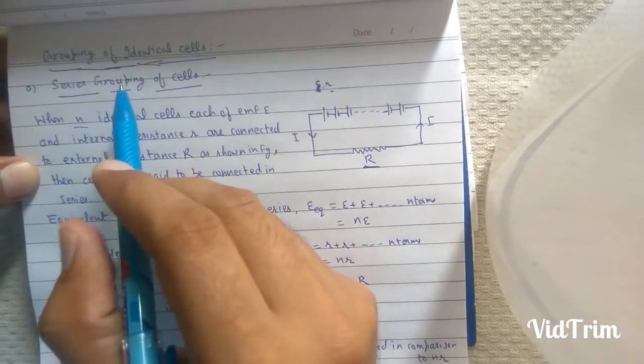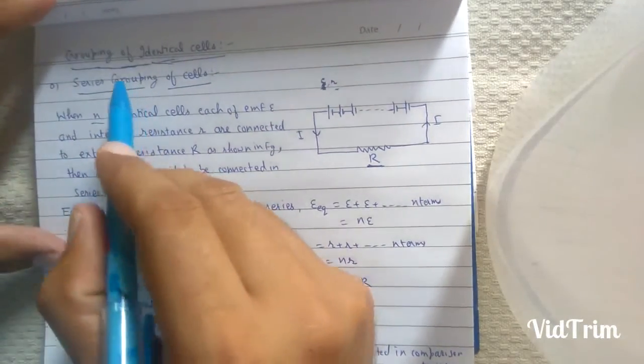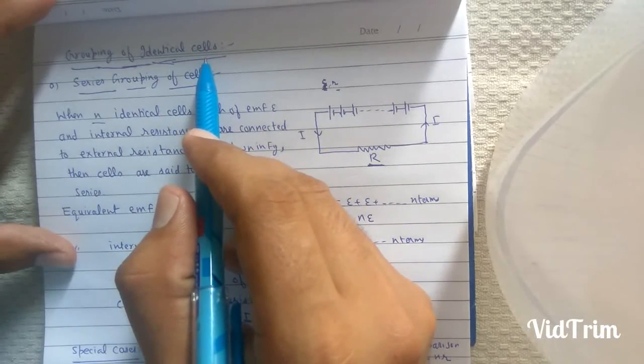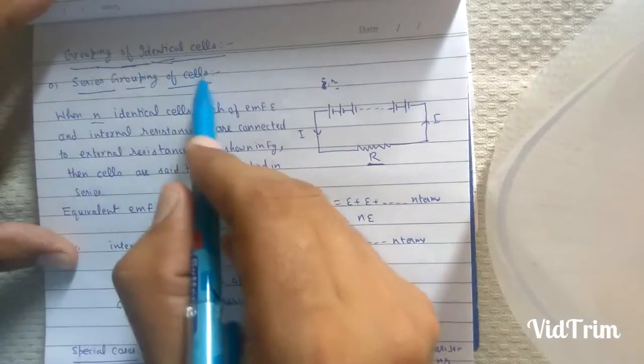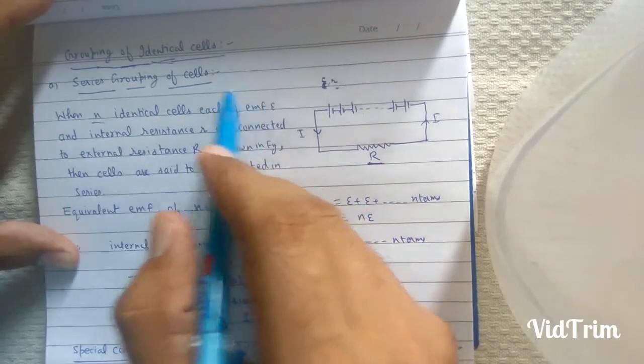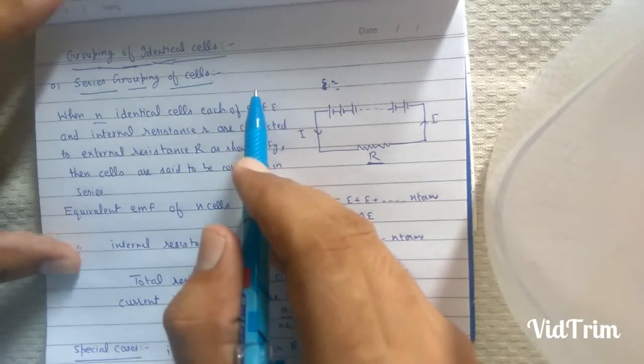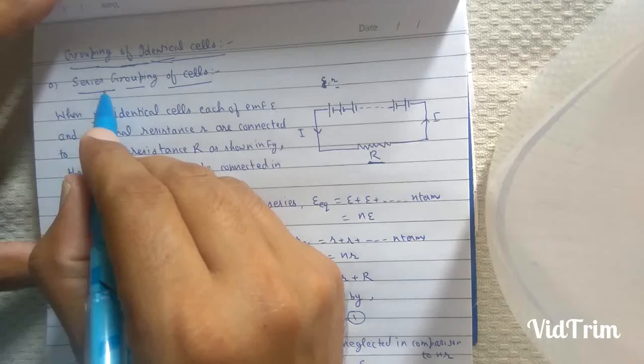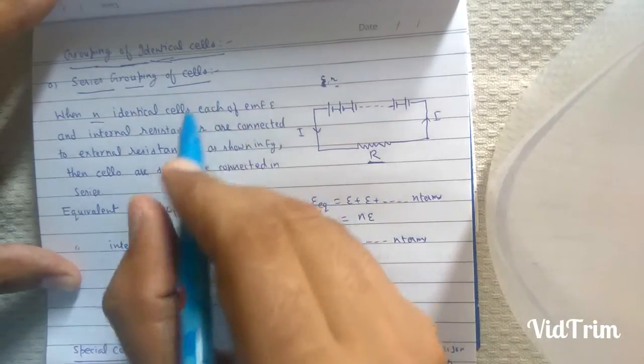Students, our next topic is grouping of identical cells. There are three types of grouping of identical cells. First is series grouping of cells, second is parallel grouping of cells, and third is mixed grouping of cells. First we will start with series grouping of cells.